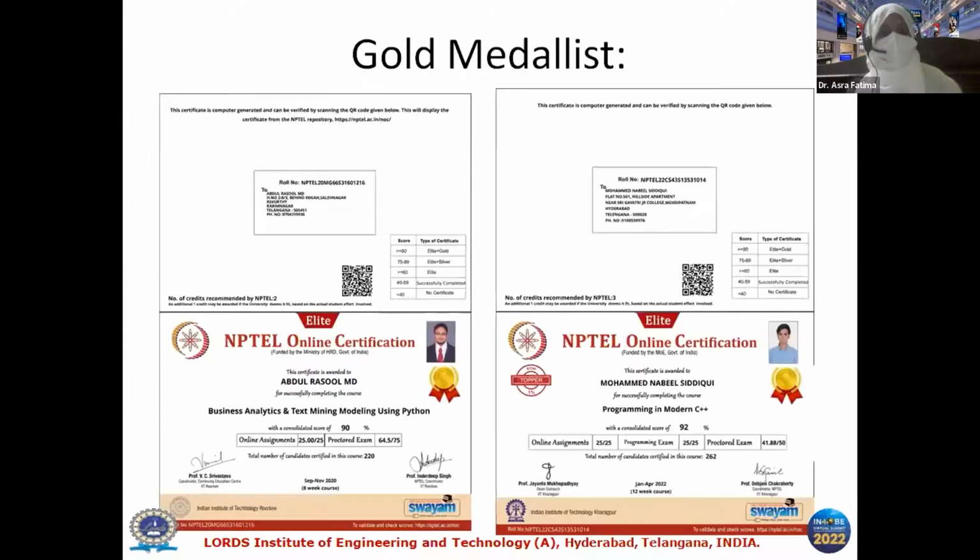You can see some of the gold medalists who got 90+%, some of the faculty who have got this certification. They are supposed to write some assignments and then finally an exam, and online correction will be done, and finally the certification will be given. It is based on elite and other categories. So when you get 90+%, they will give you an elite certificate.